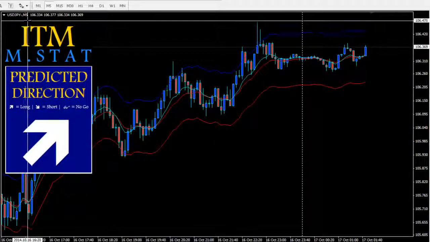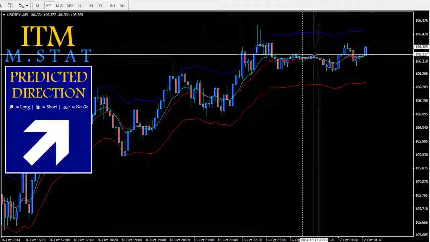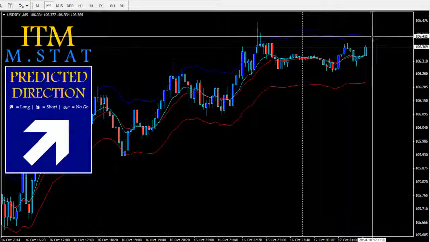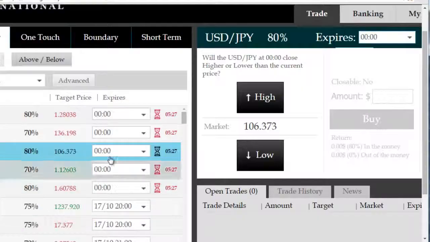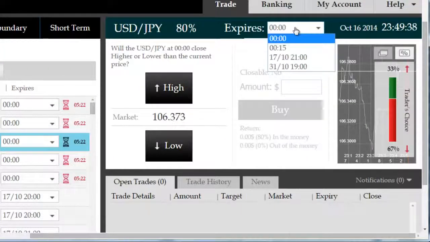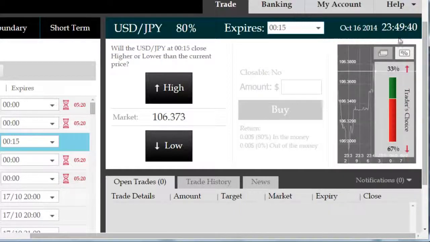Good evening. We're on the US dollar Japanese yen using ITM MStat here with a predicted direction showing us long, with price having just bounced off of the middle crossover EMAs, giving us a high probability setup here on the US dollar Japanese yen. Going to shoot for a high trade here for a 12:15 expiry.